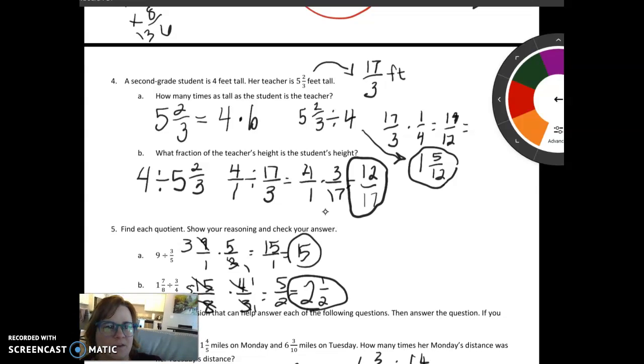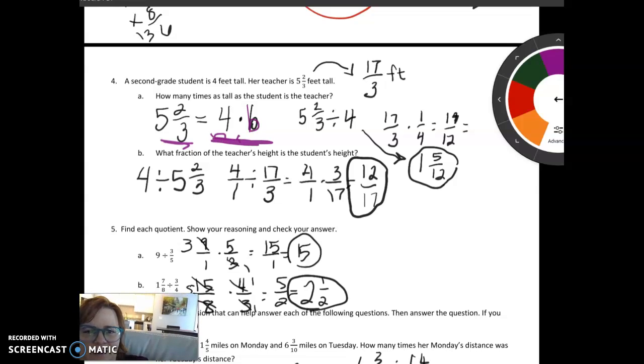So what I want you to do is make sure you write down exactly what you understand the problem is asking for. Her teacher's 5 2/3 feet tall, and you're trying to figure out how many times as tall as the student the teacher is. So this is the teacher, and then I'm going to take the student times some number. How many times do I have to multiply the student's height to get the teacher's height? So my problem is 5 2/3 equals 4 times some number. Well, that's the same as taking 5 2/3 divided by 4. So that's what we're doing.